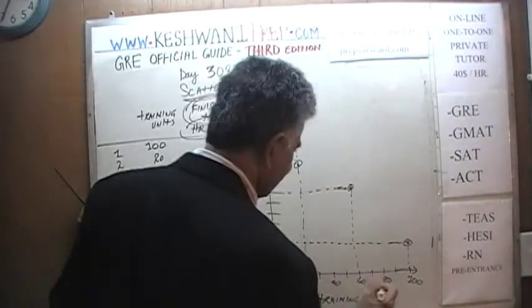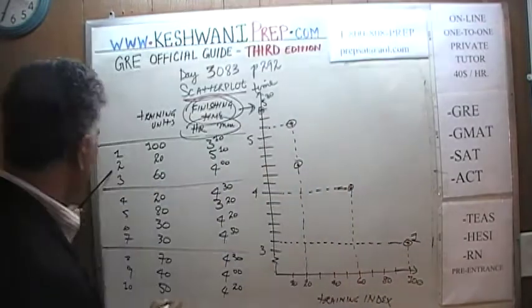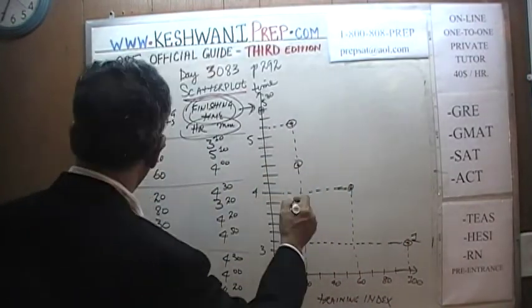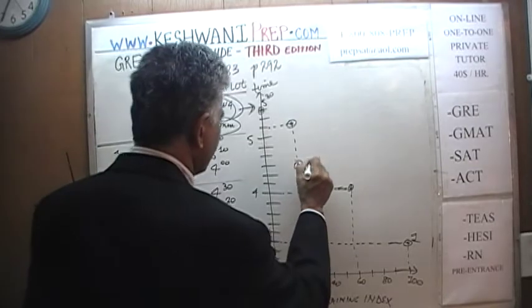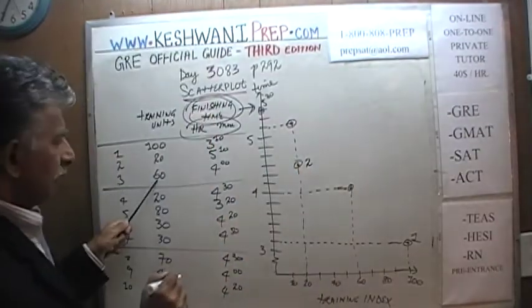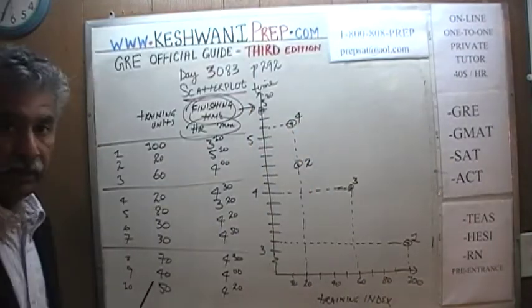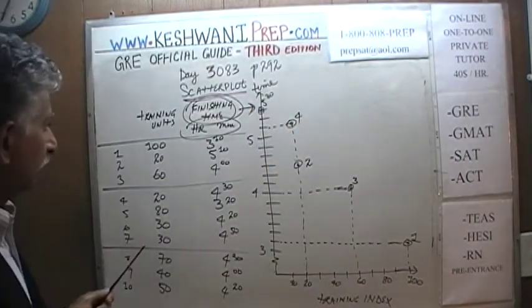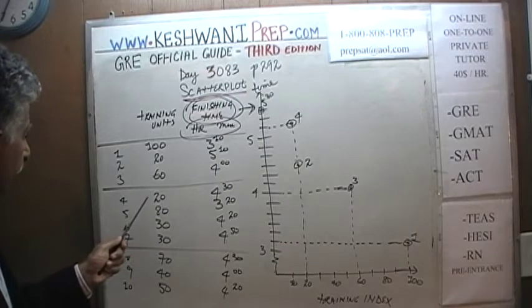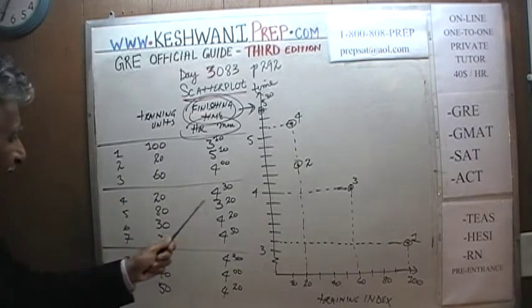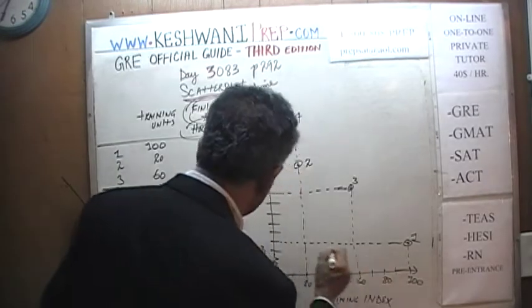100 was right here. Let's call him Mr. 1. This was 20 and 510. That was Mr. 2. 60 was Mr. 3. This was Mr. 4. I don't know why they have to be Mr. It could be Miss. So that's 4, then we are up to 5, 80 and 320.